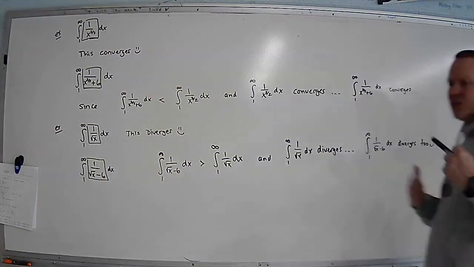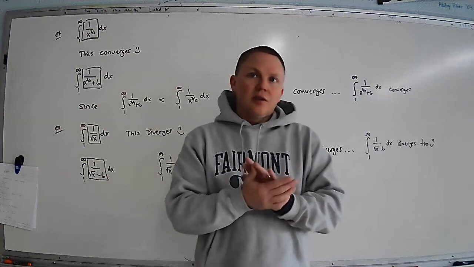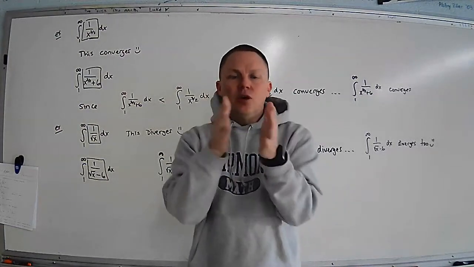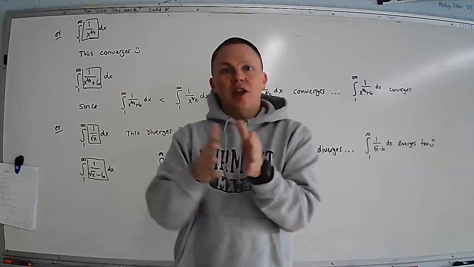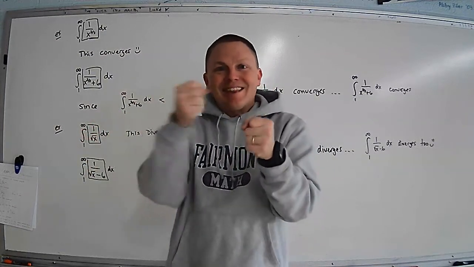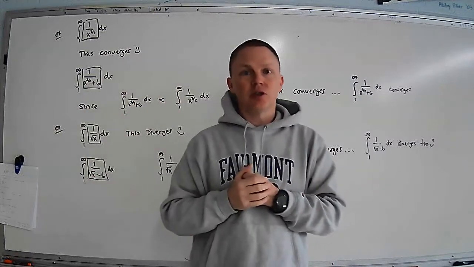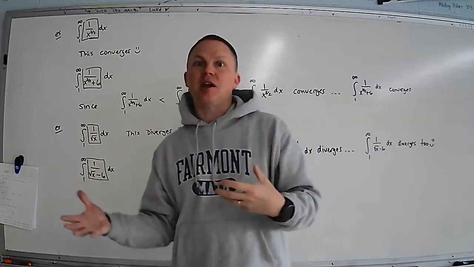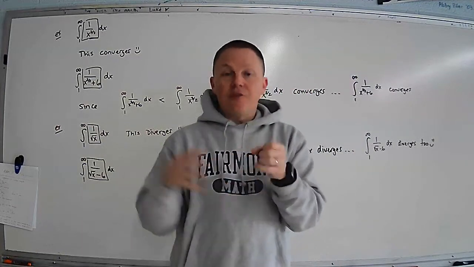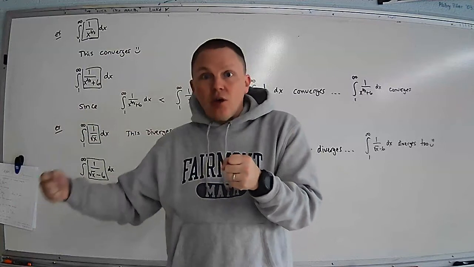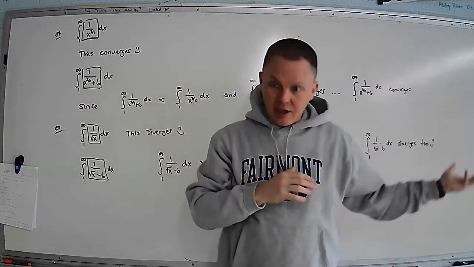So how can we summarize this idea of comparison? Okay, it's pretty simple. If you have a known integral that converges, if you can show that an unknown integral is less than that converging integral, the unknown one converges. And the flip side of that, if you have a known integral that diverges, if you can show that an unknown integral is bigger than a diverger, then it diverges.